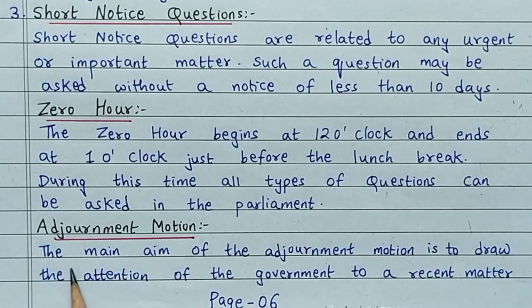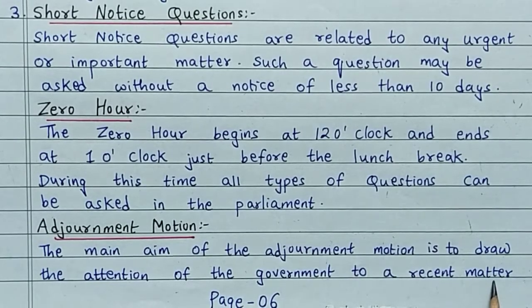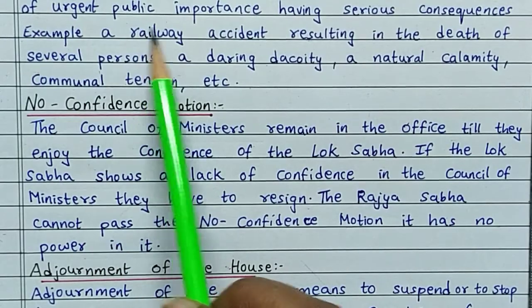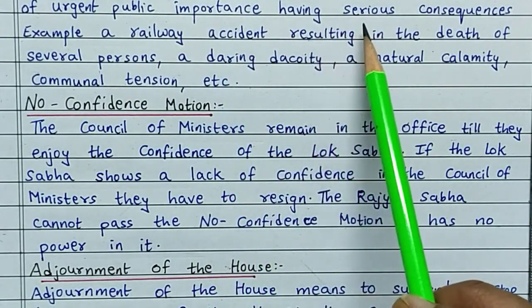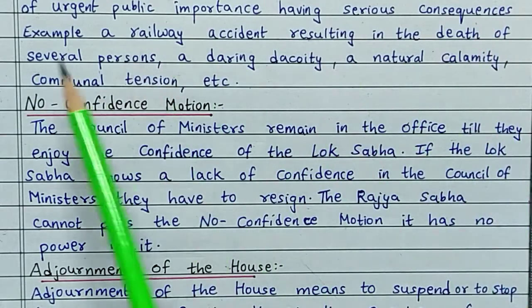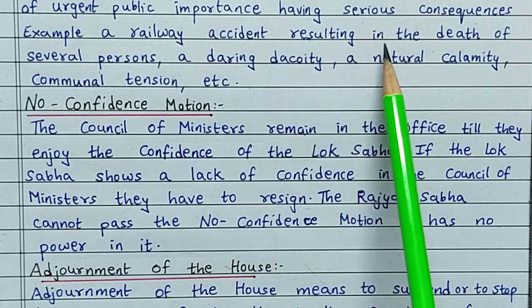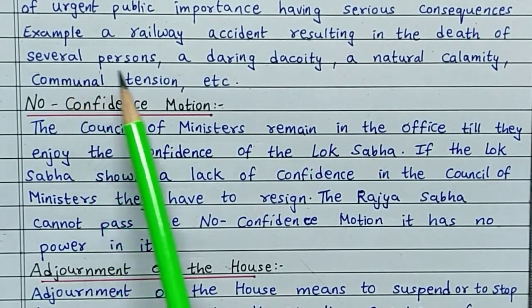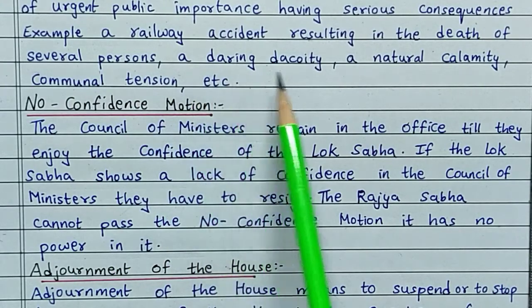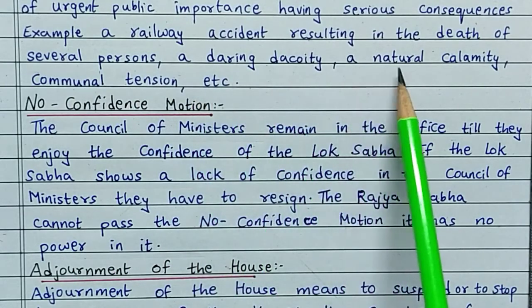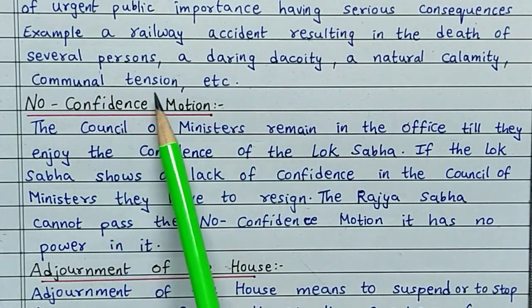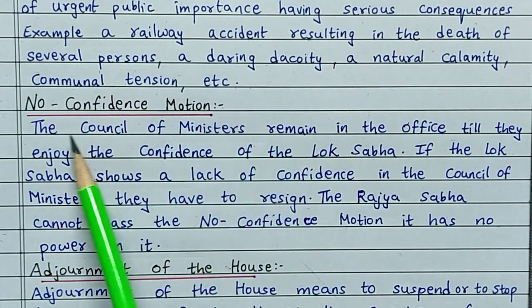Adjournment motion. The main aim of the adjournment motion is to draw the attention of the government to a recent matter of urgent public importance having serious consequences. Example, a railway accident resulting in the death of several persons, a daring dacoity, a natural calamity, communal tension, etc.